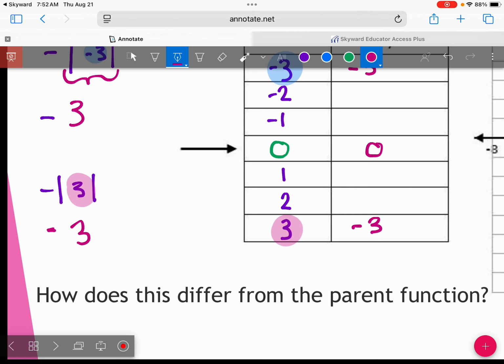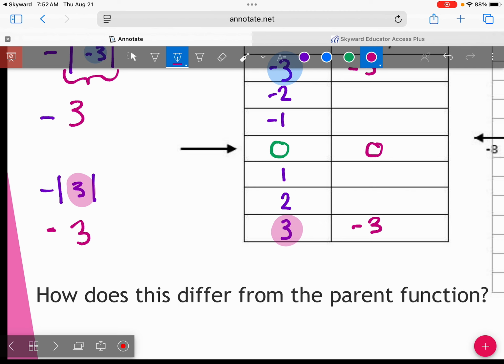Absolute values happen in our order of operations at the exact same time as parentheses. So we have to deal with our parentheses first, and then we can take the opposite sign. Then we can do the negative. Or we can think of it as -1 times whatever this is.